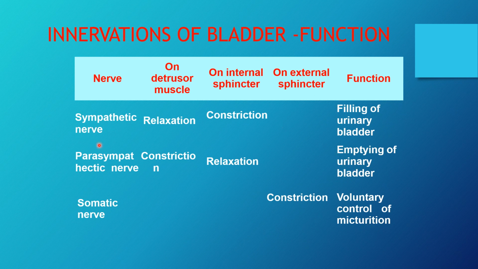So if you remember this table, what is the action on the detrusor, internal and external sphincters, and the function of the nerve supply, you can easily tell the innervation of the bladder. So this is very, very important. So most commonly asked in Viva questions.